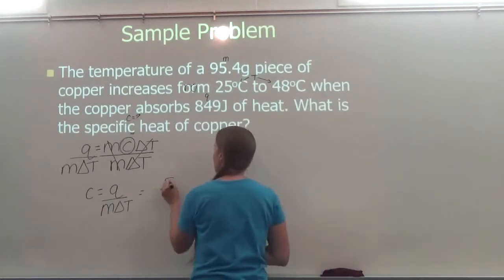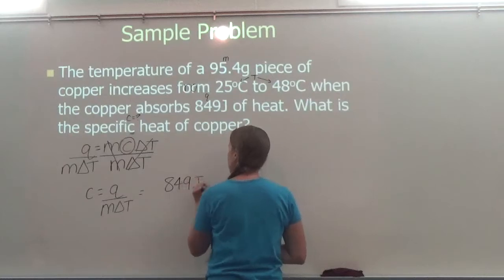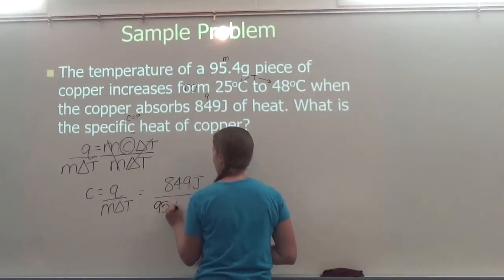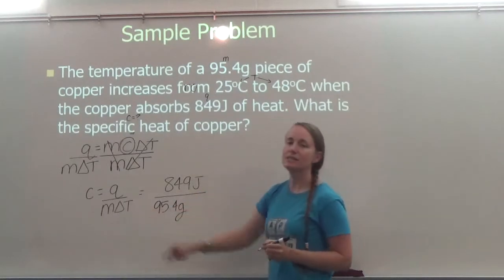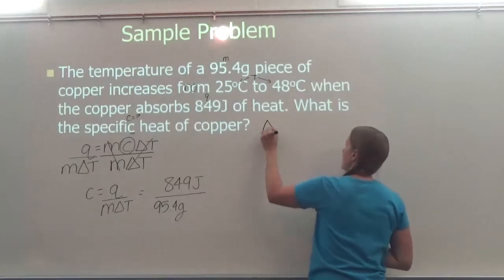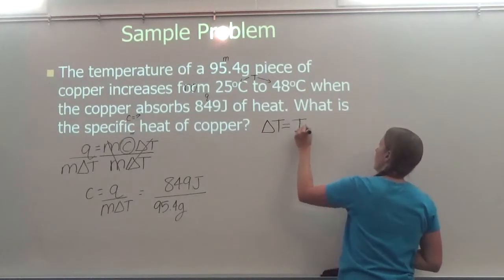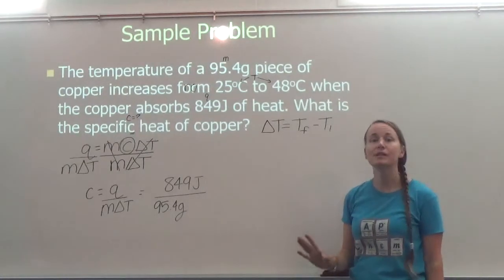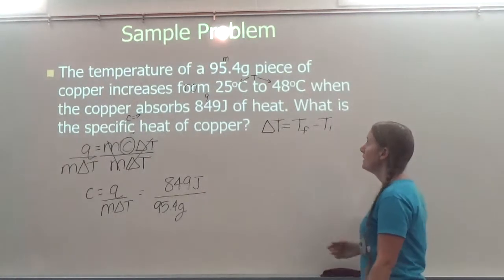So Q is 849 joules. My mass is 95.4 grams. And then my delta T. Delta T is not the same as T. Delta T is always your final minus your initial temperature. Always. Even if it means you're going to get a negative number. It's always final minus initial.